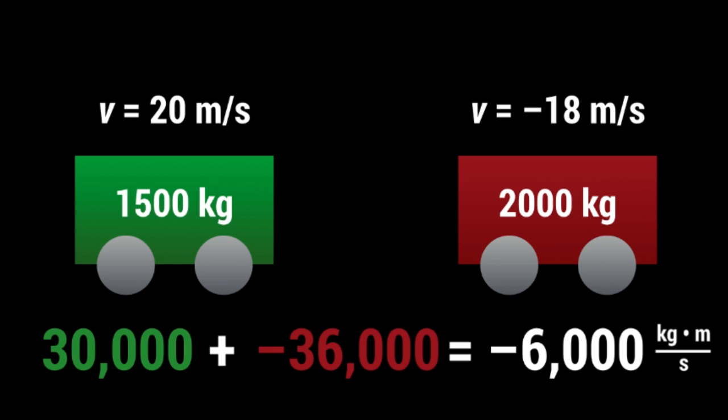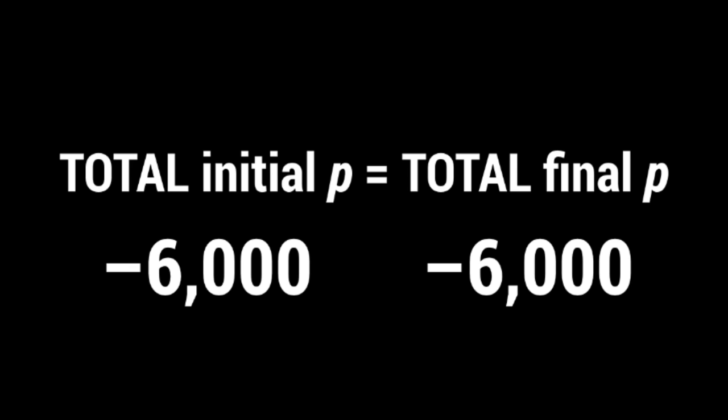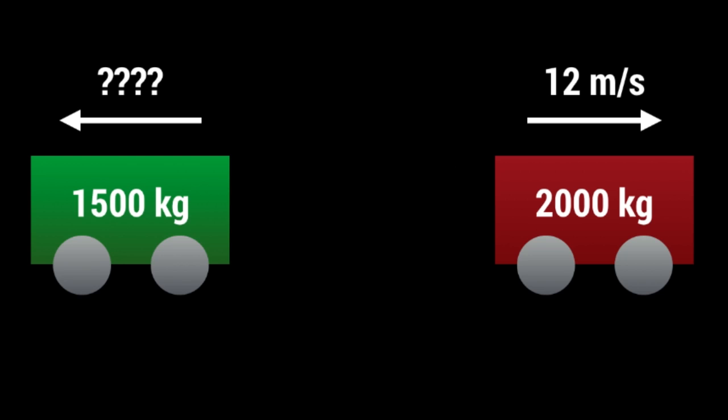Now remember that equation we had earlier, the total initial momentum is the total final momentum. Our total initial momentum is negative 6,000, which means our total final momentum also has to be negative 6,000. Now let's take a look at what happened after the collision. We know that the red car is moving at a speed of 12 meters per second.